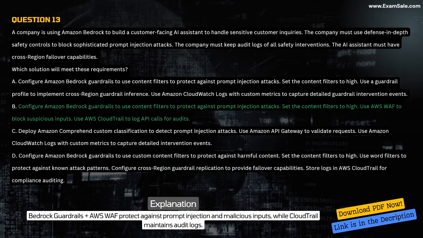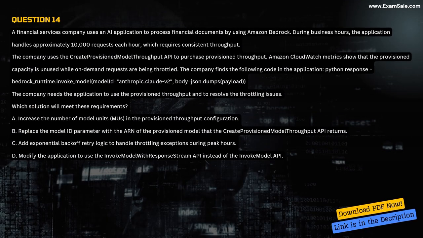Question 14. A financial services company uses an AI application to process financial documents by using Amazon Bedrock. During business hours, the application handles approximately 10,000 requests each hour, which requires consistent throughput. The company uses the CreateProvisionedModelThroughput API to purchase provisioned throughput. Amazon CloudWatch metrics show that the provisioned capacity is unused while on-demand requests are being throttled.